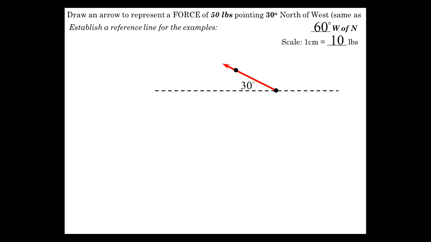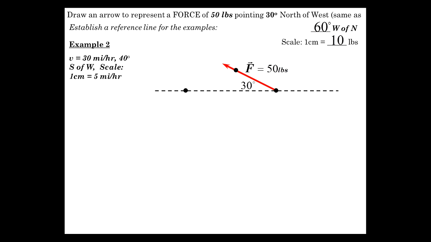Now I'm going to fully label it. 30 degrees is this angle, and it's not really done until you say the force is 50 pounds. Now it's a fully specified vector. Example 2, velocity 30 miles per hour, 40 degrees south of west.